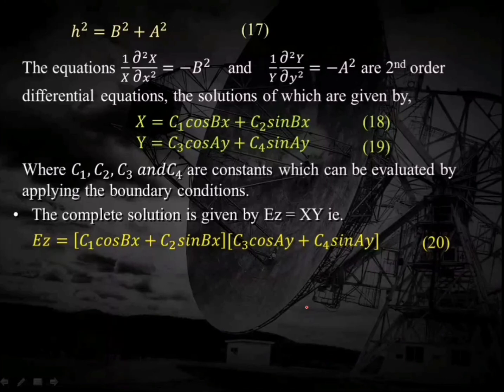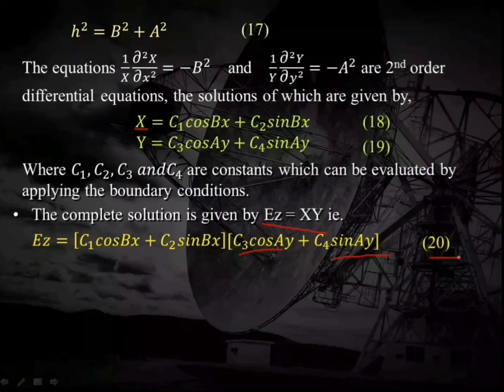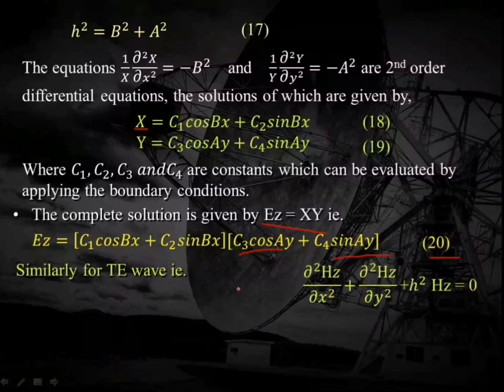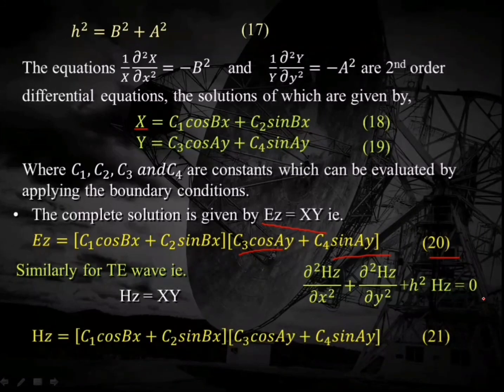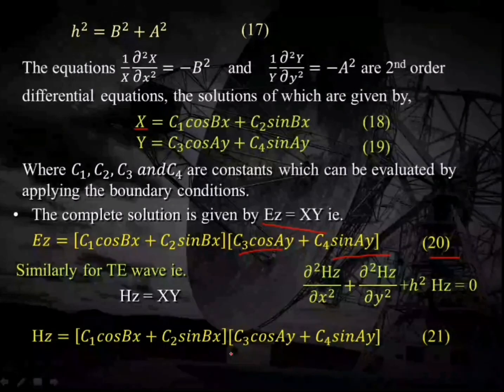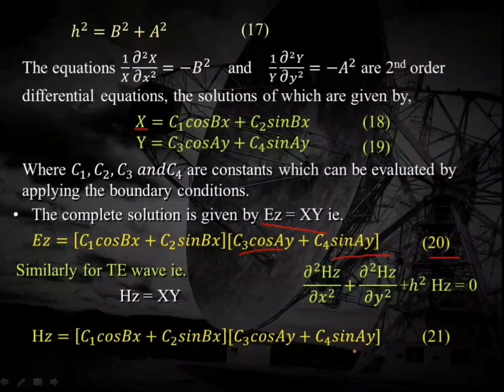Now the complete solution of Ez, which was earlier assumed to be equal to XY, has become equal to C1 cos bx plus C2 sin bx, which is the solution of X, and for Y, C3 cos ay plus C4 sin ay, named here as equation number 20. Similarly, for the TE wave, when we solve ∂²Hz/∂x² plus ∂²Hz/∂y² plus h² Hz equal to 0, we will get the solution of Hz, again assumed as capital X times capital Y, equal to C1 cos bx plus C2 sin bx into C3 cos ay plus C4 sin ay.